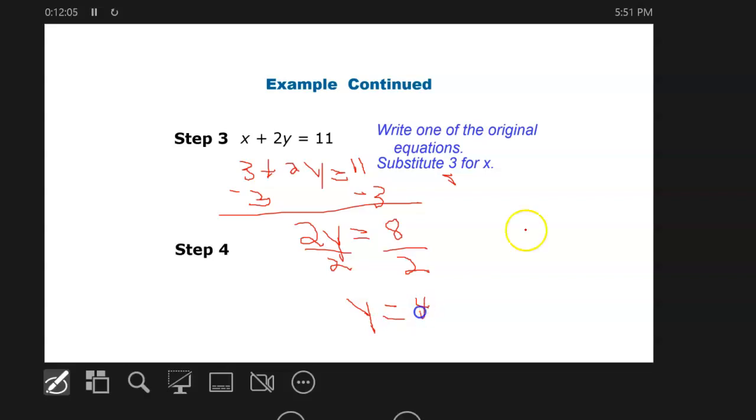In step 4, I'm going to write my solution. I found x was equal to 3 and y was equal to 4. Therefore, my solution would be the ordered pair 3, 4. And again, I'm going to check on Desmos.